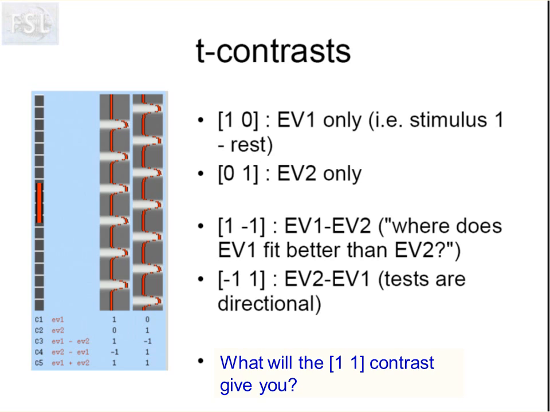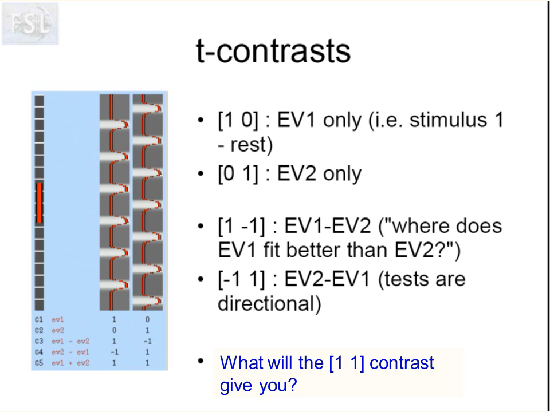Voxels activated more by the visual stimulus than the rest condition. EV2, voxels activated more by EV2 than rest. Here we've got the EV1 greater than EV2. Here we've got the EV2 greater than EV1. And here I've specified an extra contrast that people don't normally use, which is a 1-1 contrast.